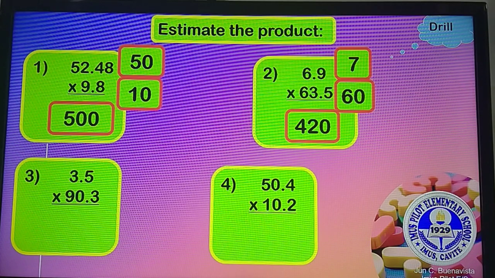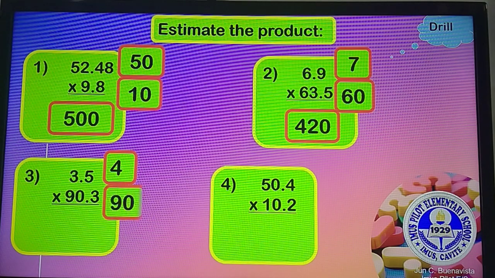Alright, number 3. 3 and 5 tenths equals 4. Because 3, the number followed is 5, so plus 1 equals 4. Then 90 and 3 tenths, so 90. Same also, 90. Then 4 times 90 equals 360.